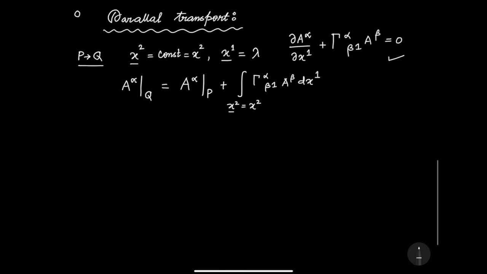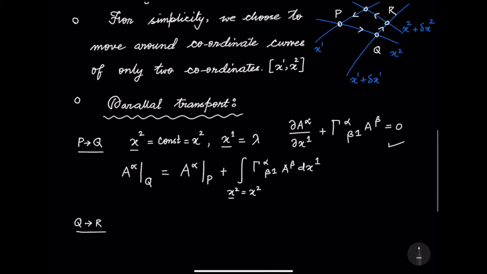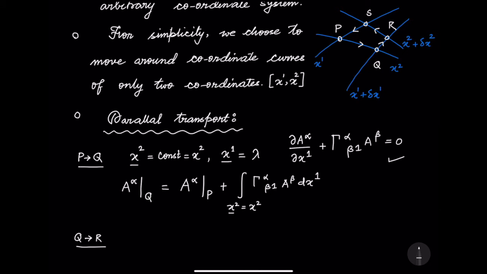Okay, so let's do the next segment, which is Q to R. Where is Q to R? Q to R is along this line, where, let's see, x1 remains constant. And what is the value of the constant? It's x1 plus delta x1. And the x2 coordinate is what changes. So that is what I call lambda.